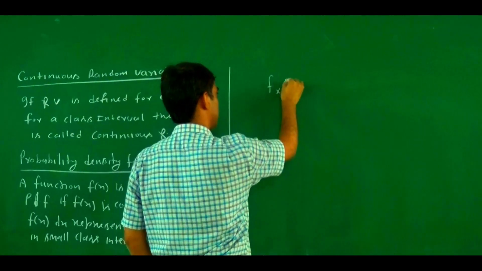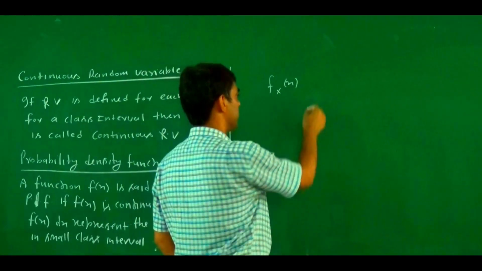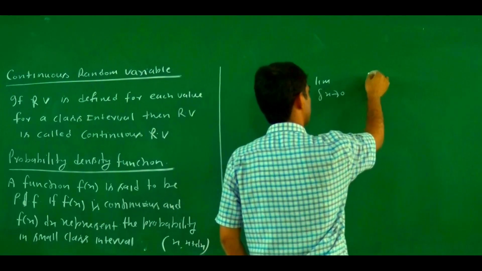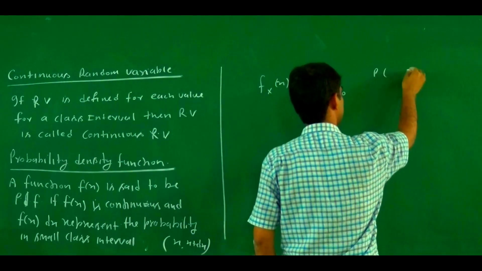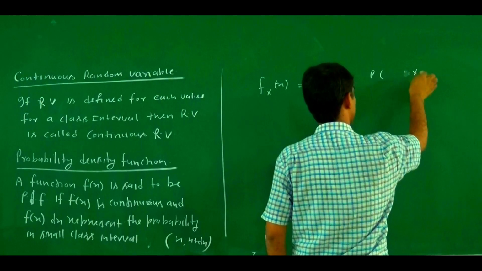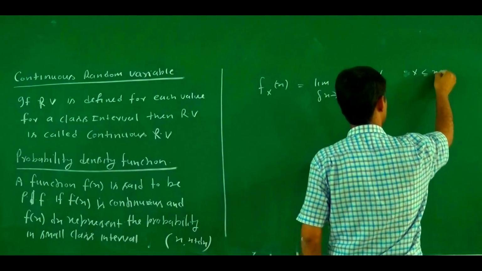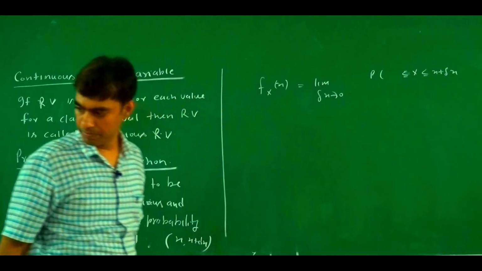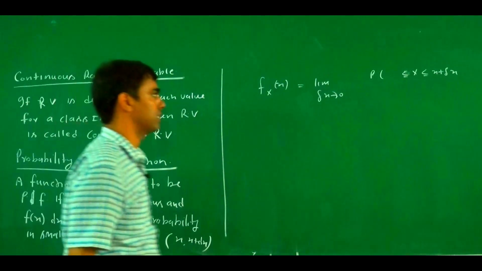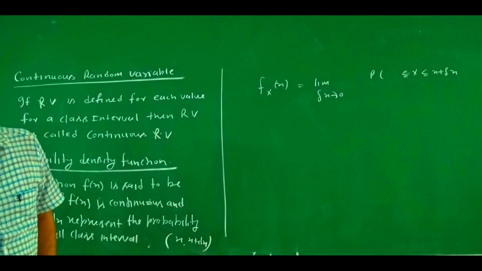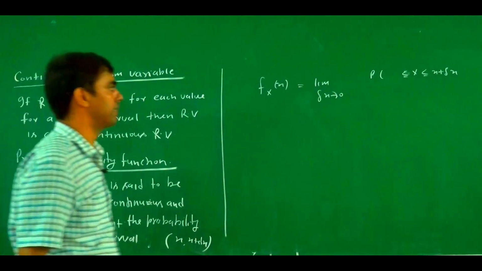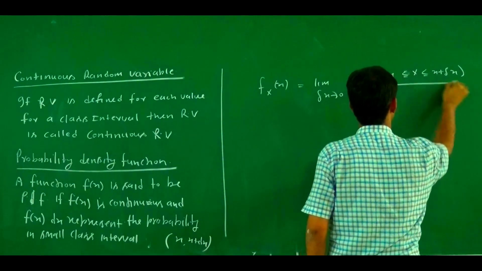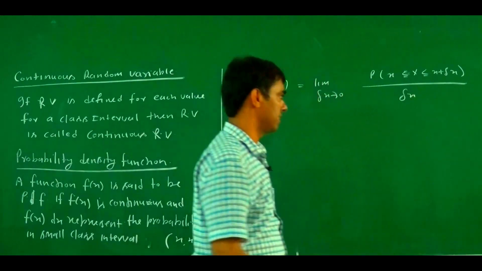If we try to define it like this, f(x) equals the limit as delta x tends to 0 of the probability that x minus delta x is less than or equal to capital X, which is less than or equal to x plus delta x, divided by delta x.